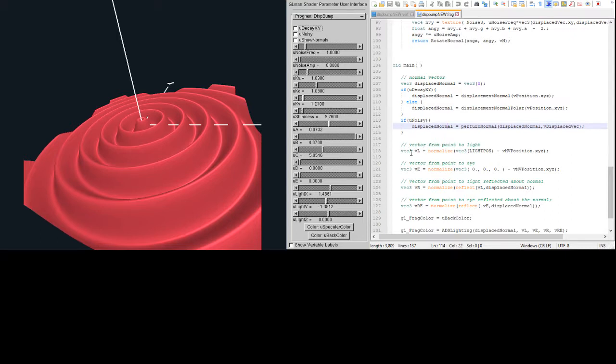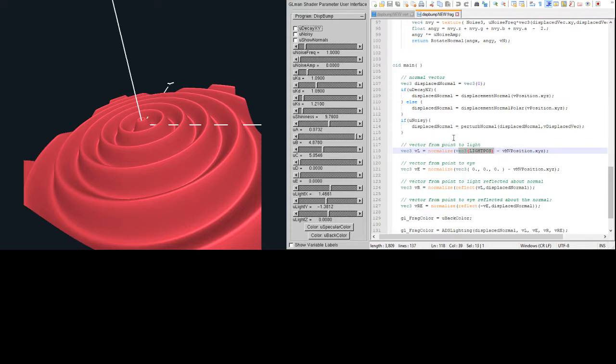So the first thing that I need is the vector from point to light. So this is the point, the I coordinates position, minus the light position. I'm sorry, I just did that backwards. The light position minus the I coordinates position. So the point to the light. This is the point, and I'm going to the light. Point to the light.